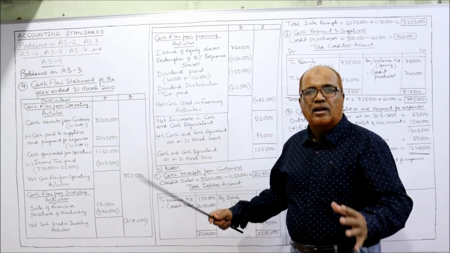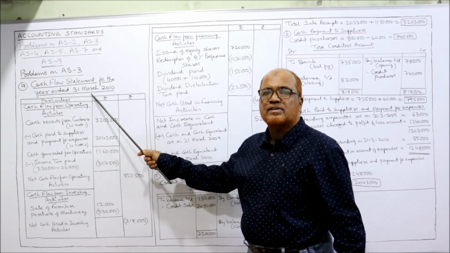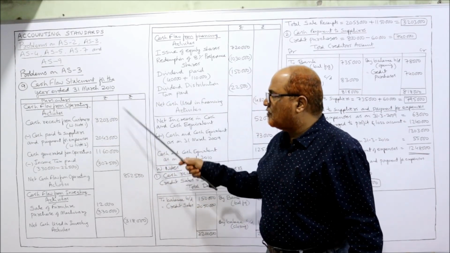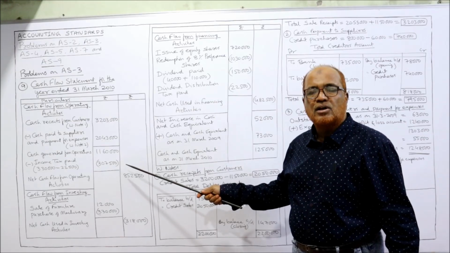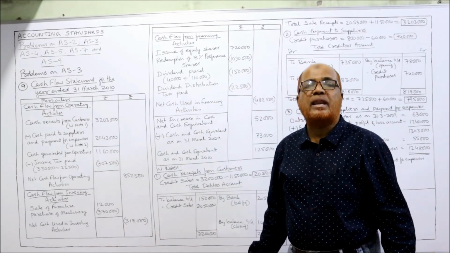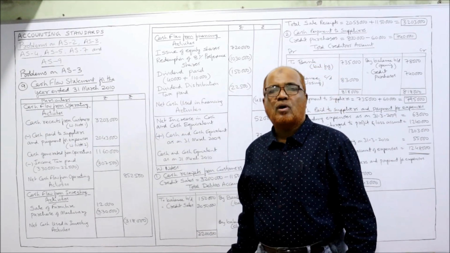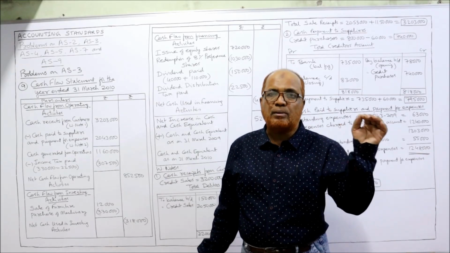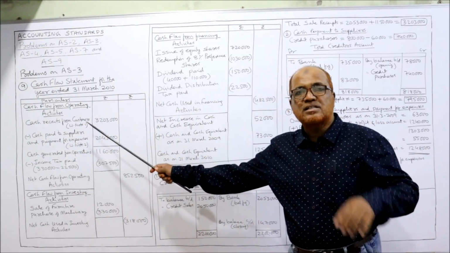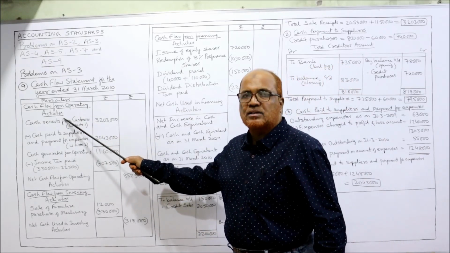Accounting Standard 3. Now, see carefully from the beginning. Cash flow statement for the year ended 31st March 2010. Two columns I have prepared at the extreme right hand side. First of all, you should take cash flow from operating activities. This is the format of making a cash flow statement given by AS3.